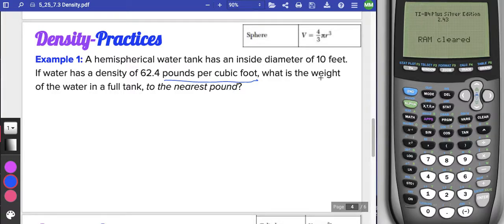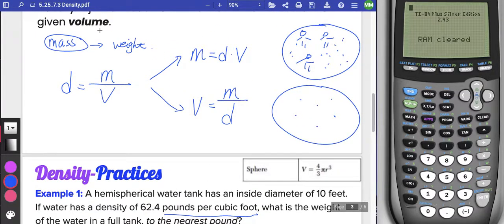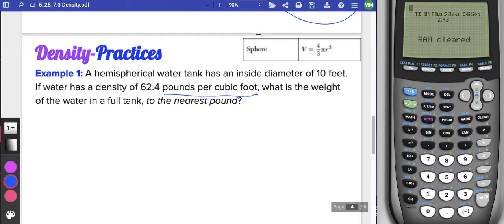So now let's check the final question. The question is asking us to find the weight of the water. According to what we mentioned before, if we're looking for the weight, we can directly use this formula: density times volume. So the question now is, what is the volume of this object? We know the density, so I'm going to label it here, density times the volume. We need to find the volume first.